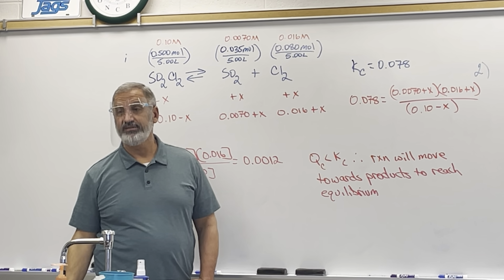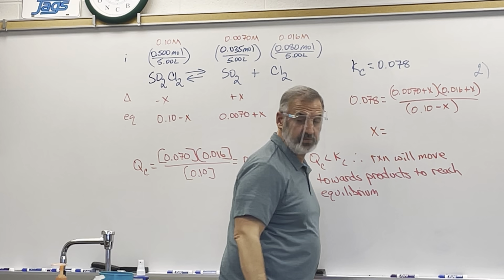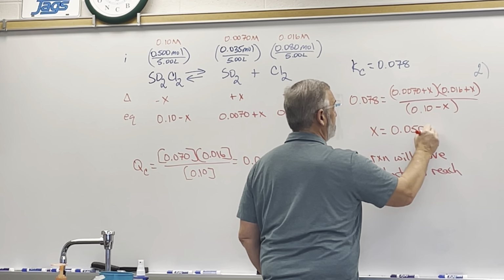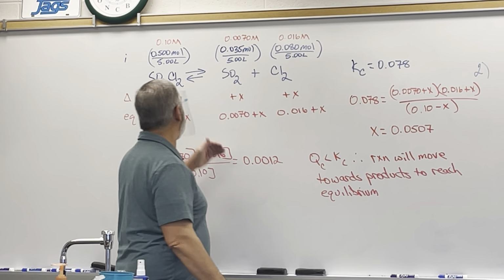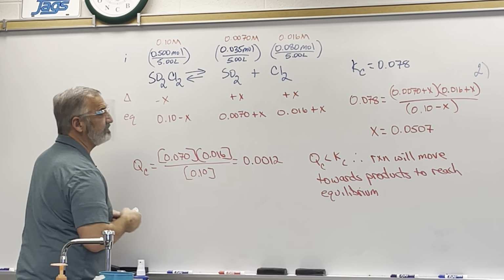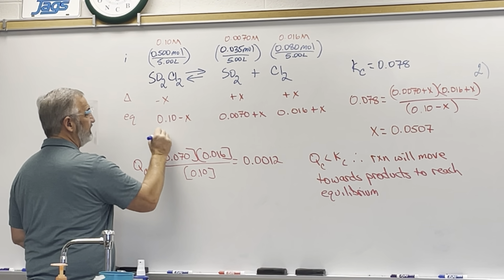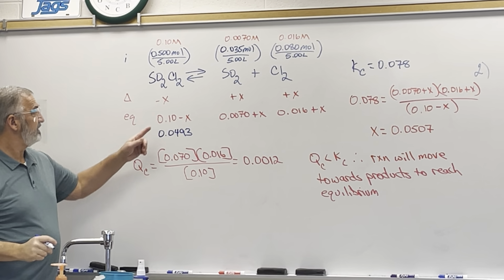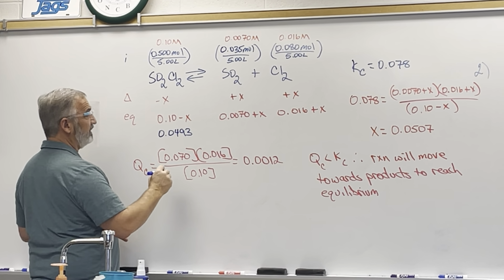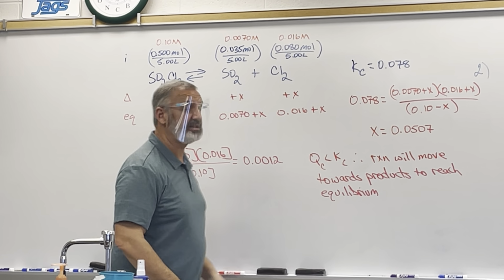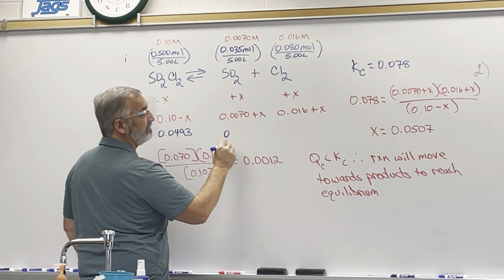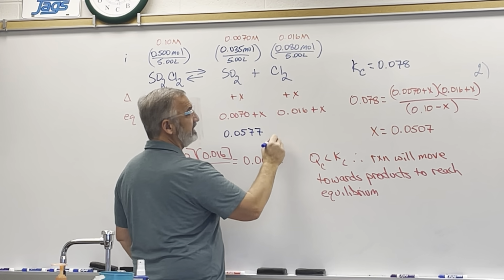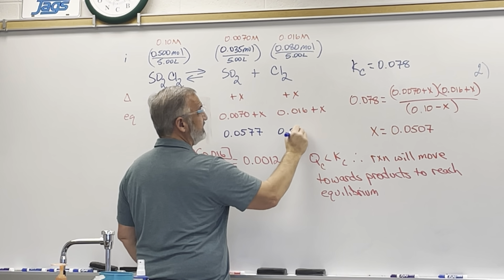Using your calculator, x equals what? I got 0.0507. Okay, so again, that's not anything. To plug in here, we have to go minus x, 0.05. So that means that this is going to be 0.0493. Did I do that math right? No, I got 0.093, because it's just 0.1 minus 0.007. It's not 0.17. Okay? This one's going to be 0.0577. And this one's going to be 0.0667.